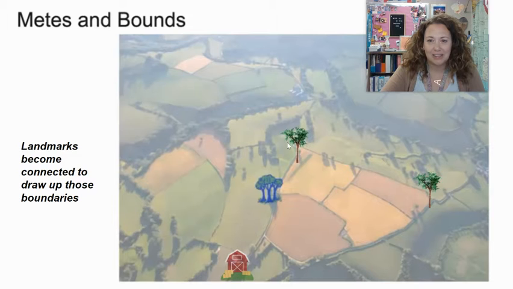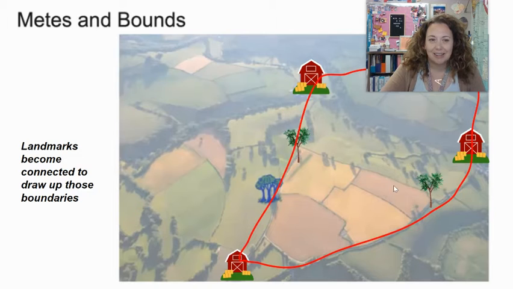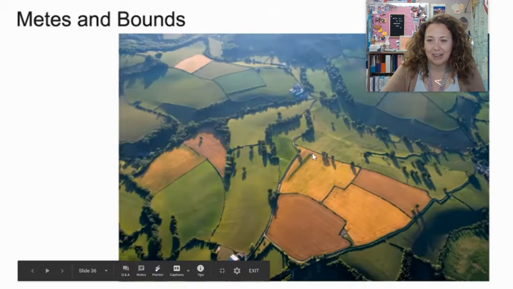Lots of stuff on meets and bounds here. Wow, look at that. So cool. All these little landmarks that are drawn up. And then again, I get my little plot.